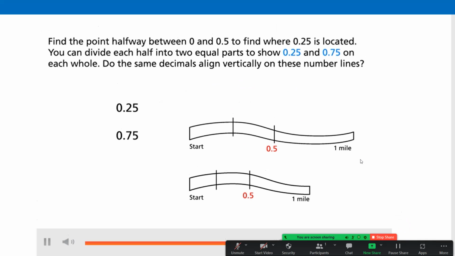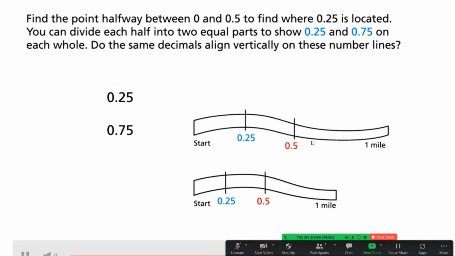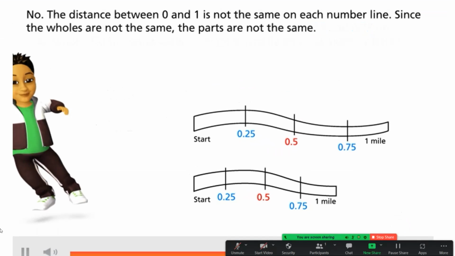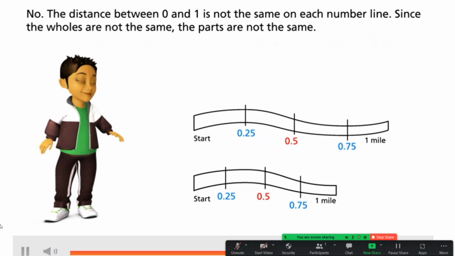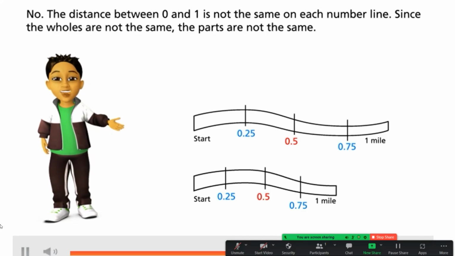Find the point halfway between 0 and 5 tenths to find where 25 hundredths is located. You can divide each half into 2 equal parts to show 25 hundredths and 75 hundredths on each whole. Do the same decimals align vertically on these number lines? No, the distance between 0 and 1 is not the same on each number line. Since the wholes are not the same, the parts are not the same. Now you know how to look for and make use of structure to solve a problem.